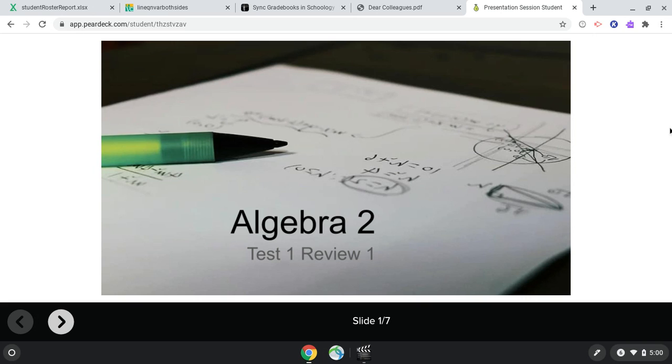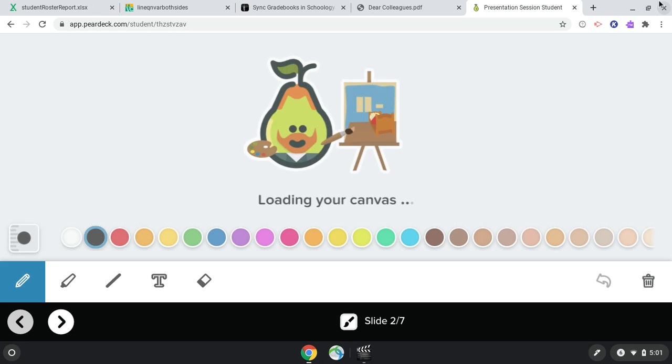Hello, class. If you had trouble with the Pear Deck on Friday, I will be going over it right now. These are the 3 or 4 problems that you had.